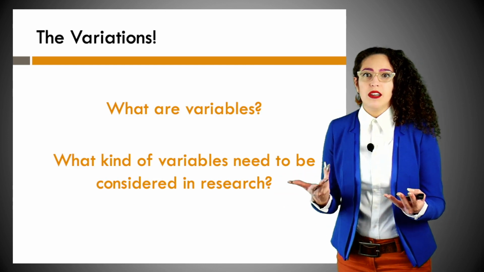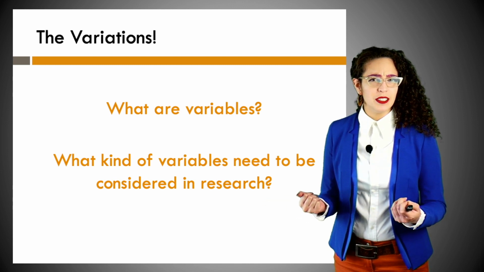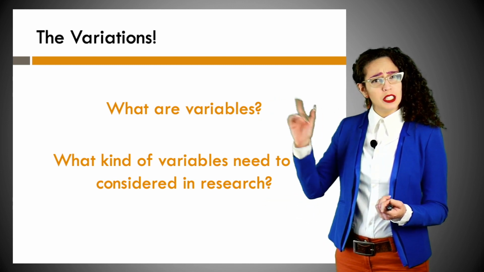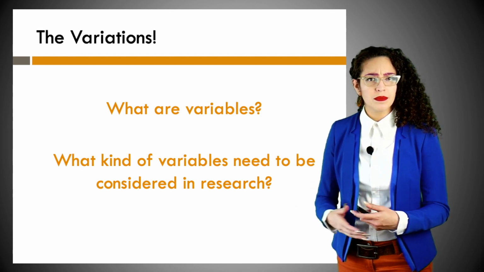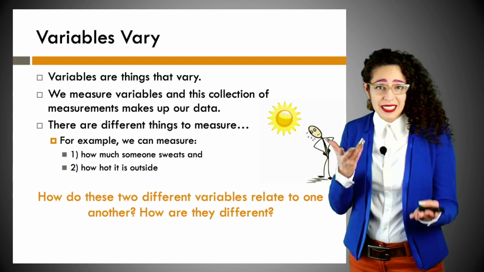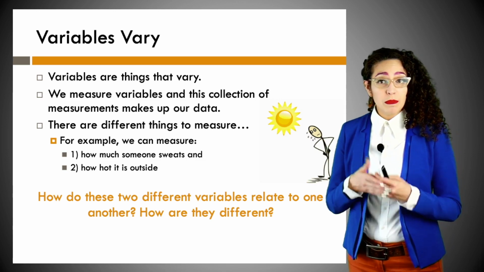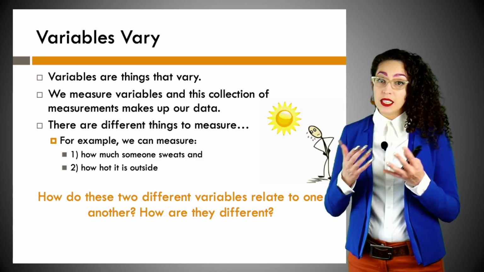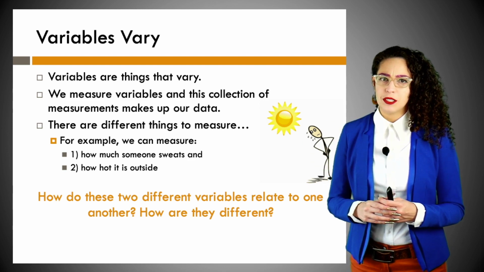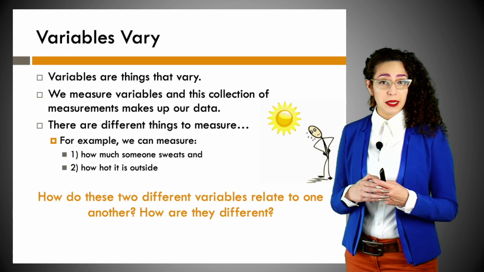First off, what are variables? What is a variable, and what kind of variables need to be considered in research? What do you think? Take a moment to think about what you would say a variable is. Variables, plain and simple, are just things that vary, that can take different values. We measure variables, and this collection of measurements will make up our data. And there are many different things to measure in different ways, so let's start with this example.